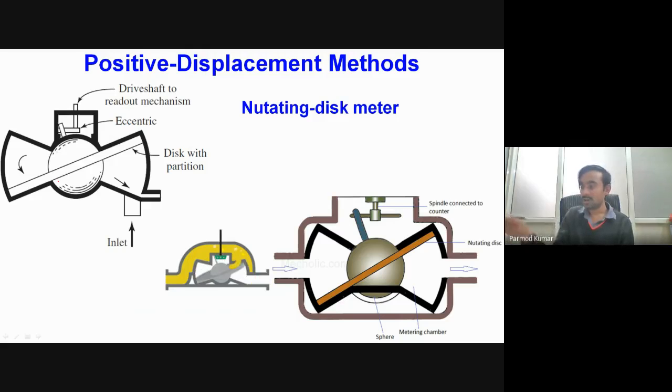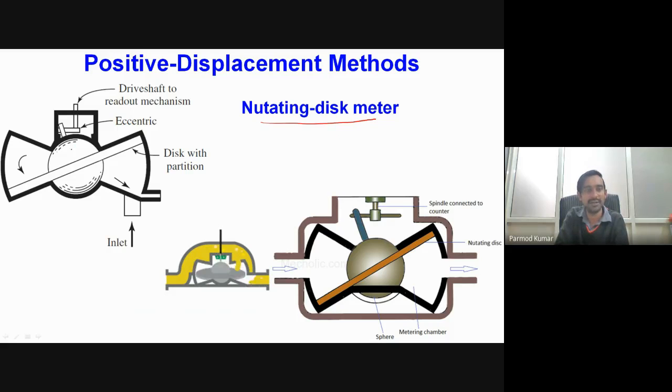So this is all about the flow visualization based on the gradient of density field. Now I will discuss some of the very basic flow measurement devices, which are known as positive displacement based flow measurement. The very first device which I have included here is a nutating disk meter.